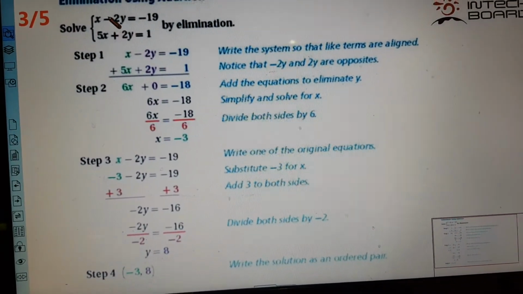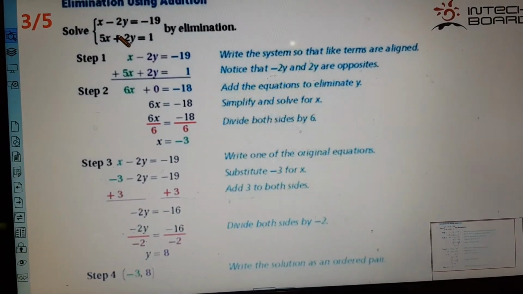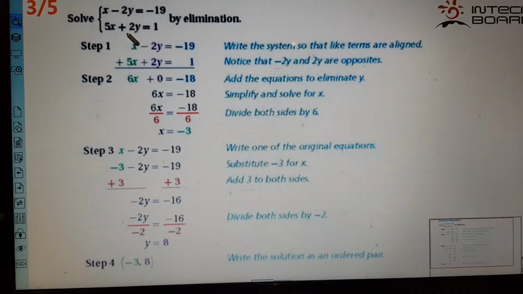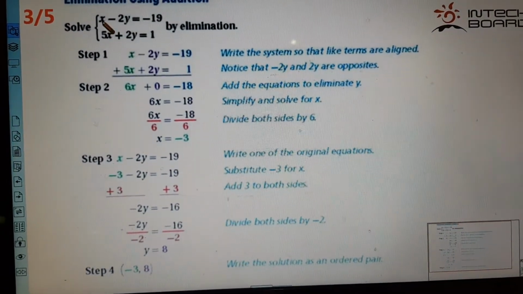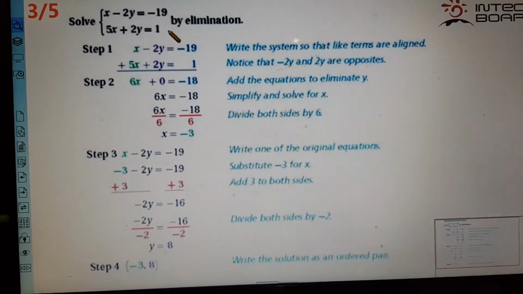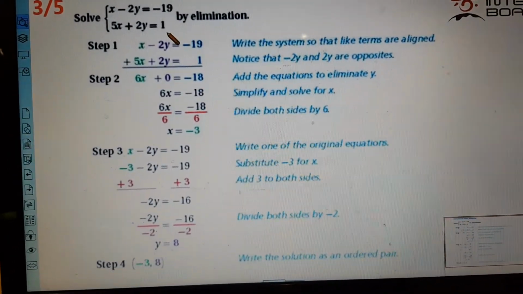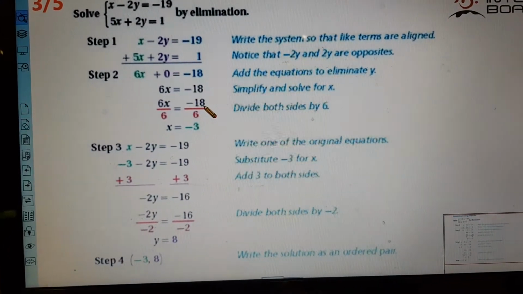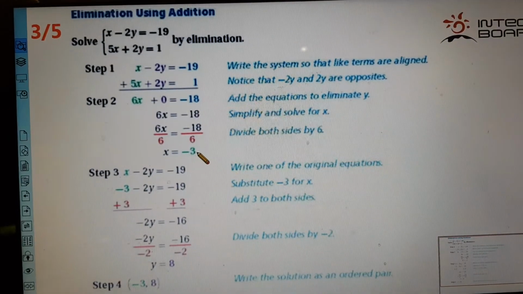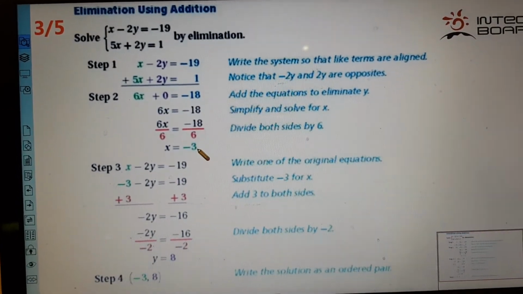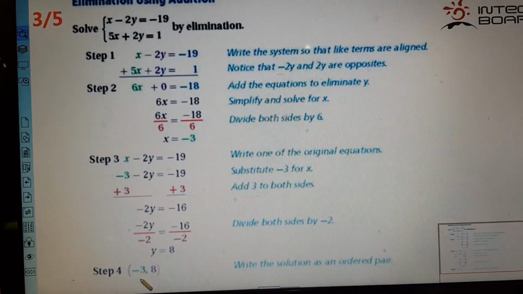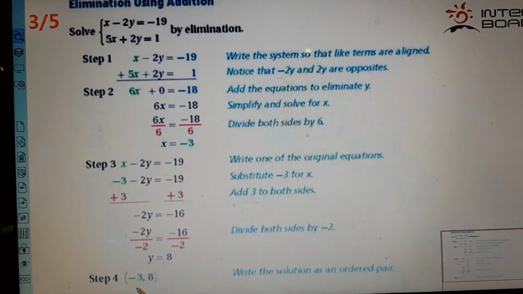different signs, add your equations. If you have the same sign, subtract your equations. So here, negative 2y went with positive 2y. Add x and 5x, it will be 6x. Negative 19 plus 1 is negative 18. Divide by 6, so I got x equal to negative 3. After getting x, you can substitute in any equation of them. In the first one or the second one, finally you got your ordered pair, negative 3 and 8.